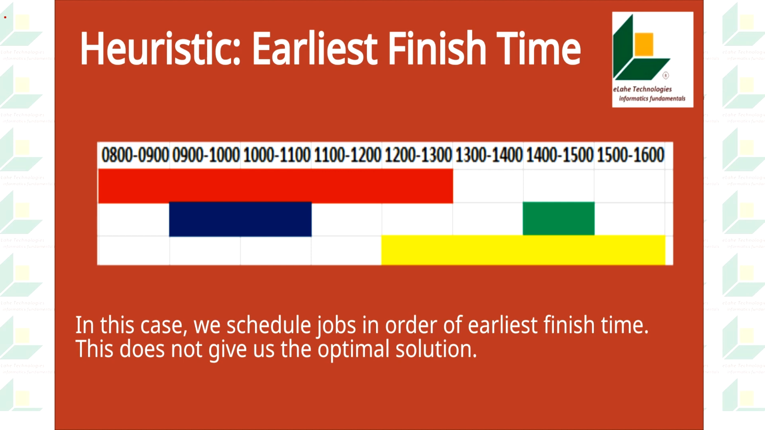Finally, the yellow interval is scheduled. Since it intersects the red and green intervals, it needs a third room. This does not give us the optimal solution of 2 rooms.